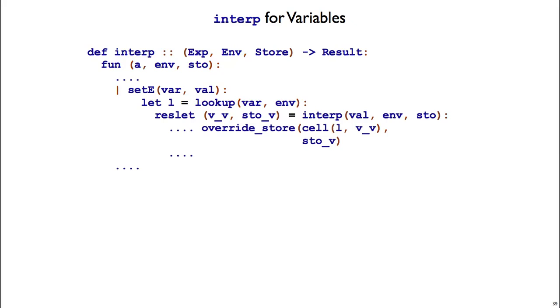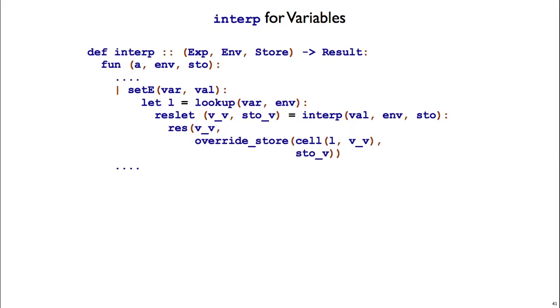From here, we're almost done. We just need to wrap up our store inside of a result, and we need to choose some value to return. So VV is a value on hand, so we can just return that, and then we're all done with the set case. There's one more case that we need to modify inside of our interpreter, but every other case can stay the same as it was for boxes to implement variables.